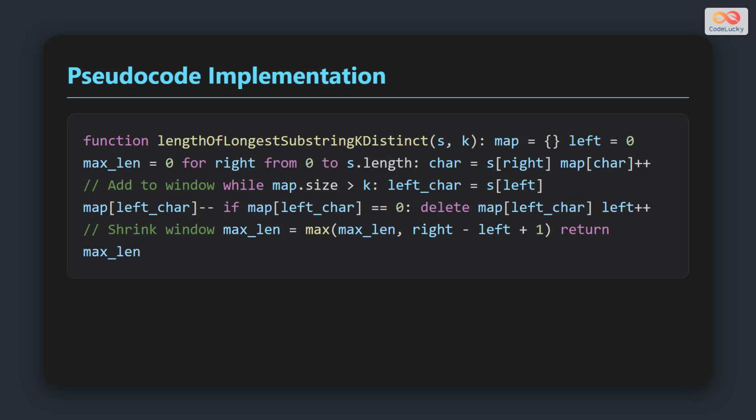Here is what the code logic looks like. We loop through the string with the right pointer. We add the current character to a frequency map. Then, we have a while loop that runs whenever the map size exceeds k. Inside this loop, we decrement the count of the character at the left pointer and remove it from the map if its count hits 0. Finally, we increment left. After the inner loop ensures validity, we update our maximum length.